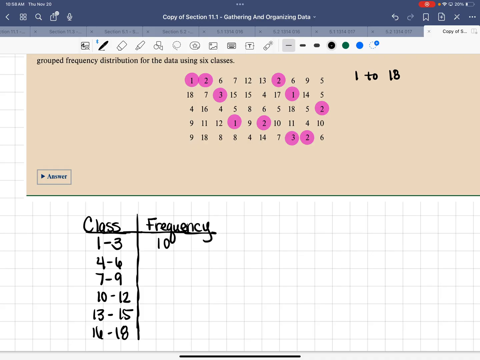All right, how about 4 to 6? So I go up here and I look for all the 4, 5, 6s, right? There's a 6, there's a 5, 4, 5, 4, 4, 6, 5, 4. There's a bunch of those folks. 4, we needed a 6. Let's see, we're supposed to get 14. Do I have 14? Did I miss somebody? I think I missed somebody.